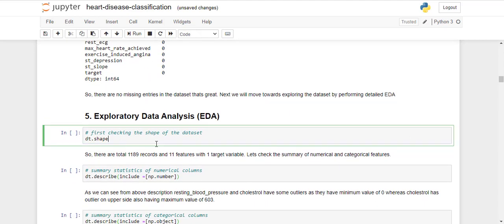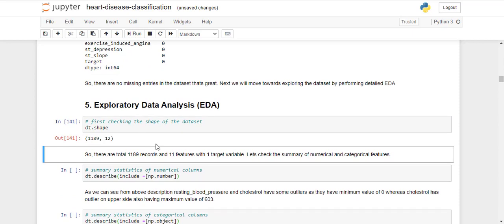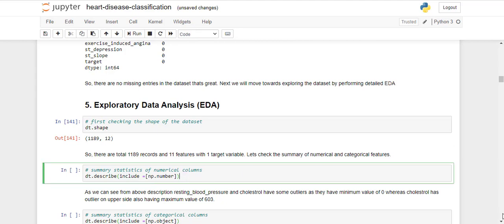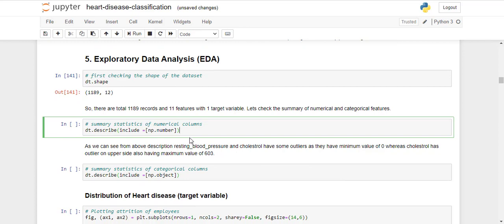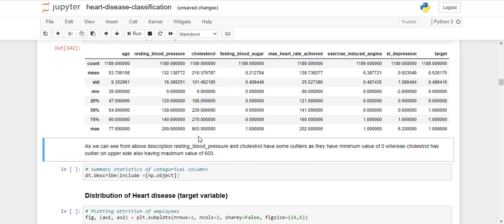So it is 1189. Previously it was 1190. We have dropped one row. Okay, so we have now 1189. Let's see the statistical measures of all our numerical variables. Okay, so these are our numerical variables.